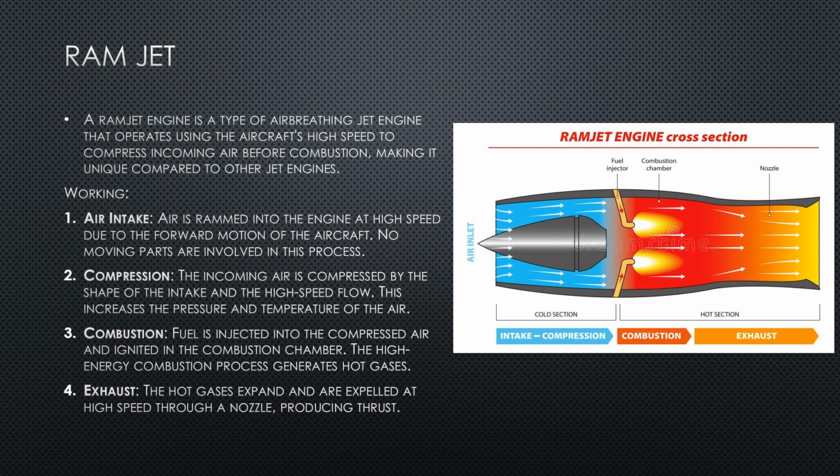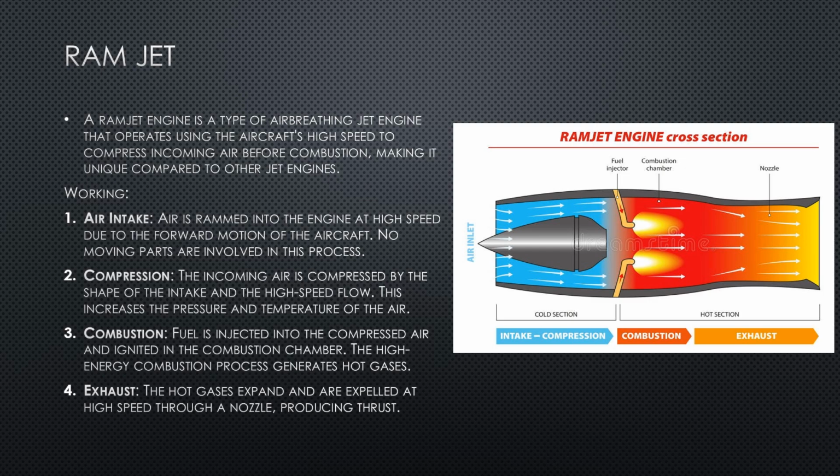Then the ramjet engine. A ramjet is a type of air-breathing jet engine that uses the aircraft's high speed to compress incoming air before combustion, making it unique compared to other jet engines. It doesn't have a turbine or a compressor. It has only a simple shape with an air inlet, a combustion chamber, and then a nozzle.